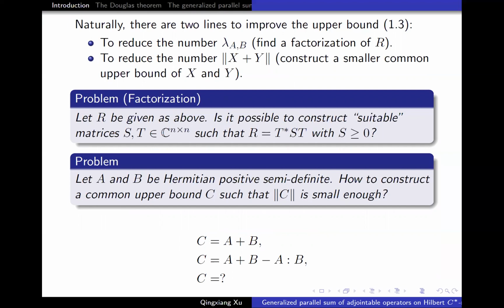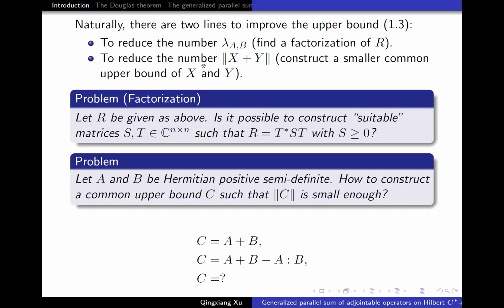To deal with the first line, one method we call factorization. It can be stated as follows. Suppose R is given as a bound. Is it possible to construct a suitable matrix A such that R can be factorized in this way? Here, the middle part, that is the matrix S, should be positive. Explanation: suppose R is decomposed in this way, then this matrix will be positive automatically.